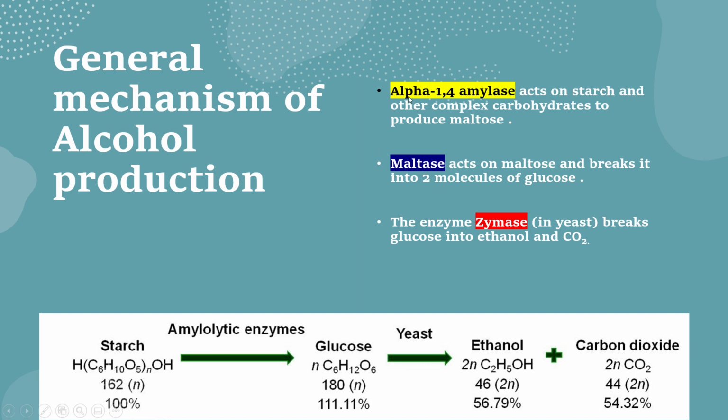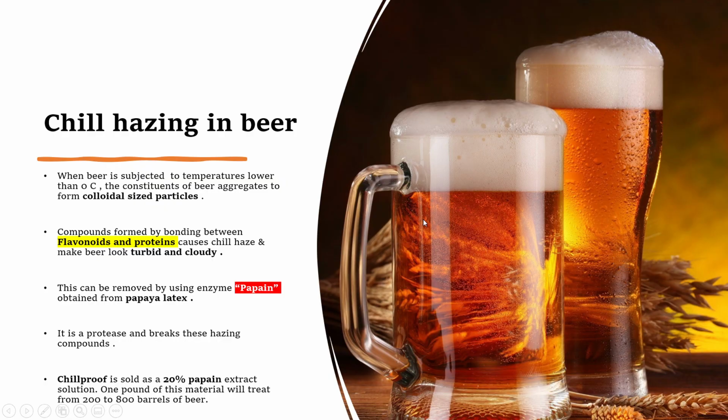And maltose, as it is composed of two molecules of glucose, is further broken down by the enzyme maltase. So the second enzyme is maltase, which will form glucose, and at last zymase, which is the main enzyme, will convert this glucose so produced into ethanol and carbon dioxide. You can see the starch molecule is converted by amylolytic enzymes into glucose, wherein we also use maltase. The glucose is converted into ethanol and carbon dioxide by using yeast.